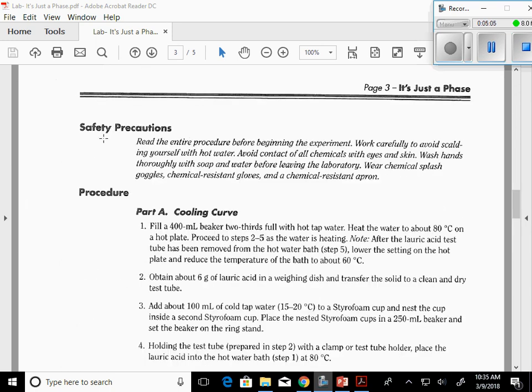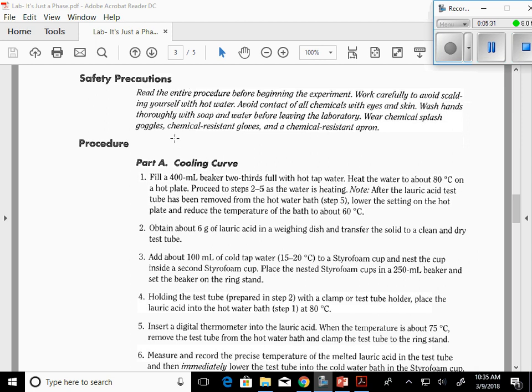Safety precautions. Read the entire lab procedure before beginning the experiment. Work carefully to avoid scalding yourself with hot water. Avoid contact of all chemicals with the eyes and skin. Wash hands thoroughly with soap and water before leaving the lab. Wear chemical splash goggles. Wear chemical-resistant gloves and a chemical-resistant apron if you so desire. I mean the gloves and the apron. You definitely need to wear your goggles.